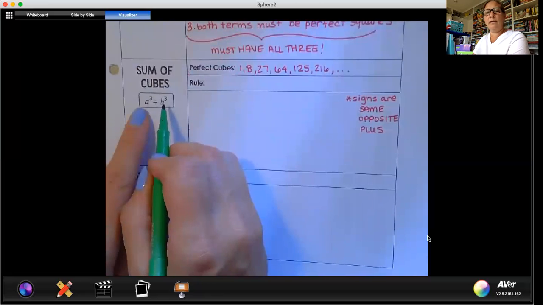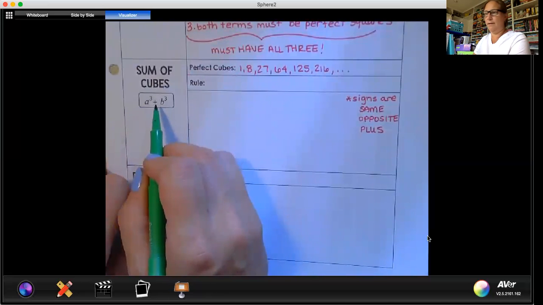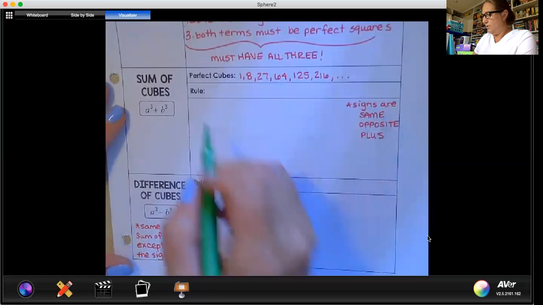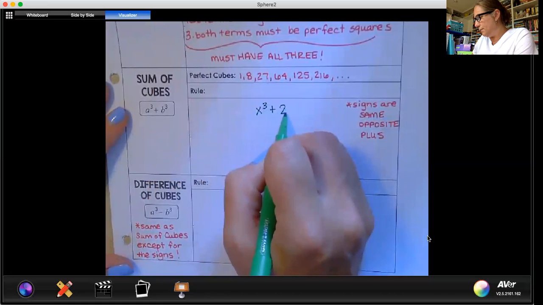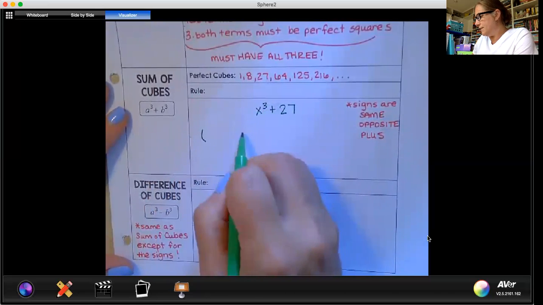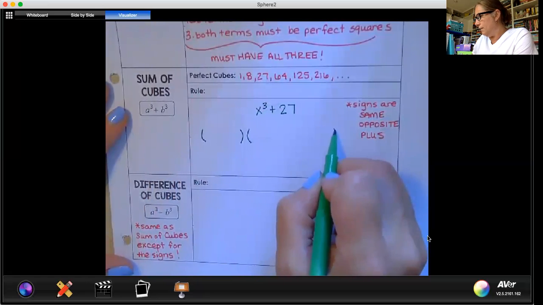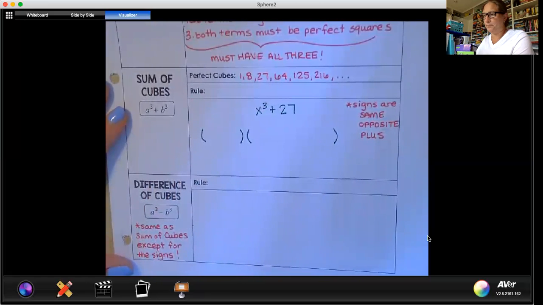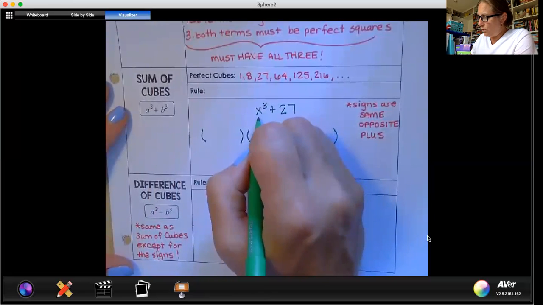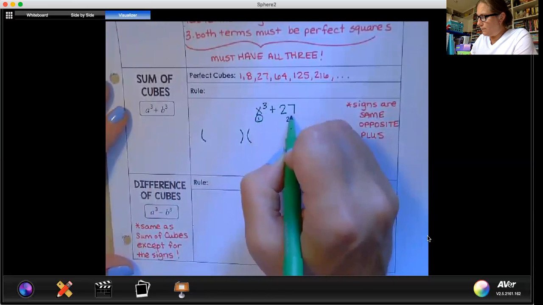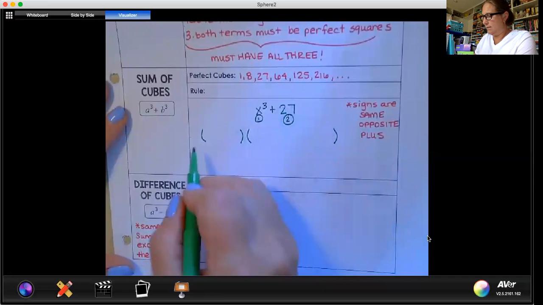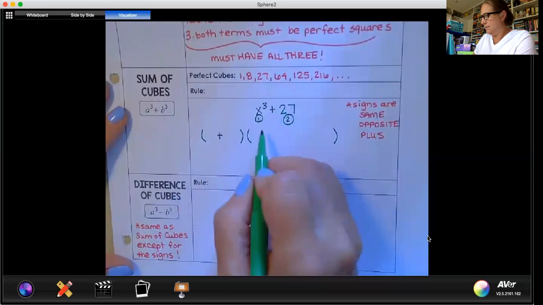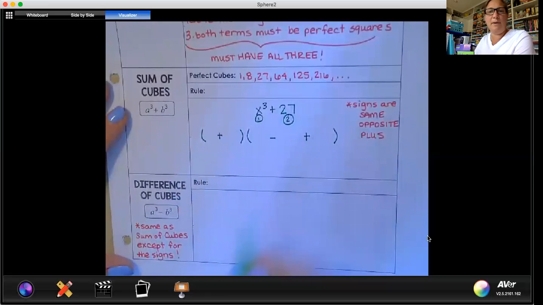What does sum of cubes look like? Two terms, both perfect cubes, addition in the middle. You will have two parentheses. So let's just do x cubed plus 27 as our example. You will have two sets of parentheses. One is small and one is large. I'm going to call this term number 1 and term number 2. You're going to have more here in just a minute. The signs are same, opposite, plus. Notice how the spacing works there.